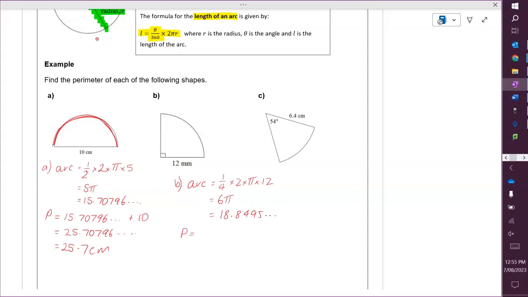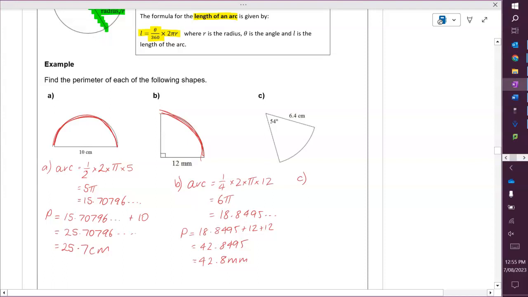I then need to find the perimeter. So I have this number here, and then I need to add my other two sides. So this is my arc, this is my 18. I have two other sides to add on. Both of these sides are 12. So I'm technically adding 24. So from there, I'm then getting 42.8495. And if I round that to 1 decimal place, I get 42.8 millimeters.